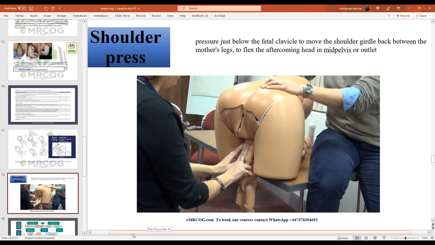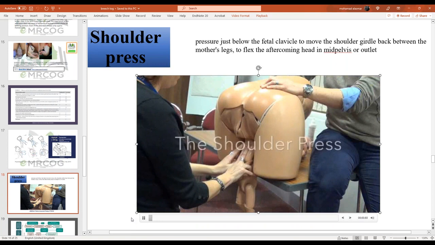Have you noticed the hand of the instructor, how she is applying the hand? And what is the definition of a shoulder press? This is a pressure just below the fetal clavicle to move the shoulder girdle back between the mother's legs to flex the aftercoming head in the mid-pelvis outlet.